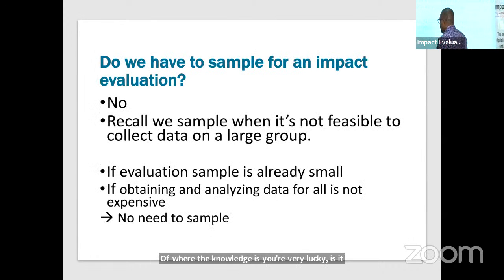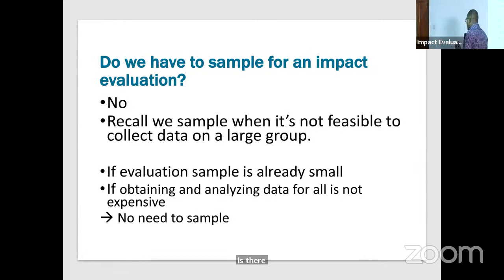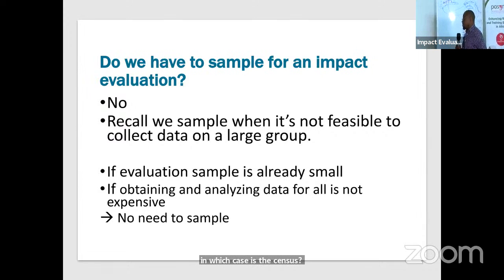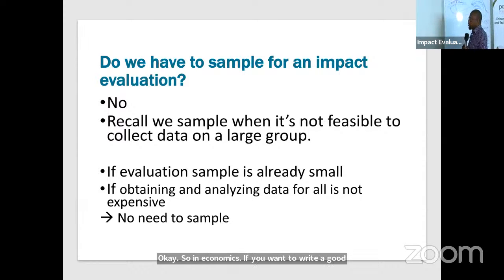There's a question online from Salome. Is there a statistical minimum number in cases where a sample is already small? And in which cases does census apply? Okay, so in economics, if you want to write a good academic paper and get it published, usually the rule of thumb is at least 500. Sample size should not be less than 500. In other instances for evaluation, for example, I've seen instances where the sample is 300 to 400.